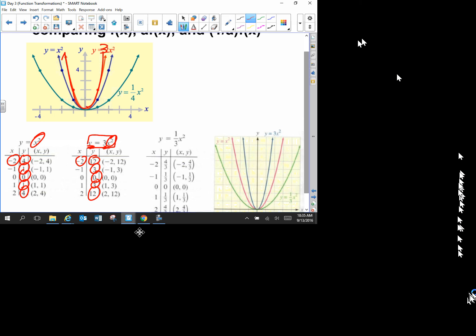If I pull them out, does that make it skinny anymore? That's called a horizontal stretch. I mean pulling out, that's stretching it this way. If I want to get it skinny, I end up having a horizontal compression. A horizontal compression ends up being the reciprocal factor of something.